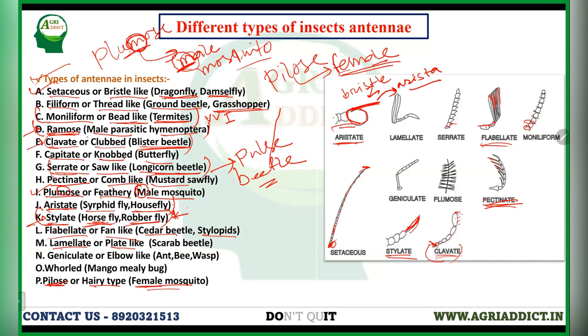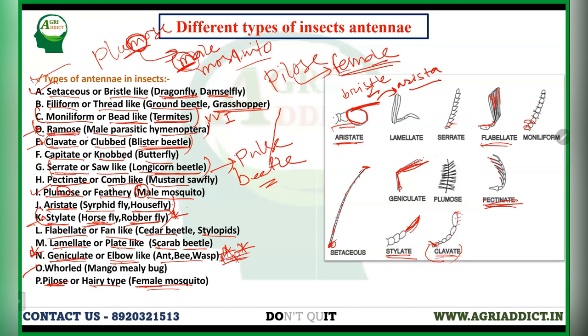Another one is lamellate or plate-like antenna, which you can find in different types of scarab beetles. Scarab beetles are also one kind of ground beetles, and their antenna is plate-like. And the geniculate or elbow-like antenna, very important. In which insects can the geniculate antenna be found? You can see this is the elbow of our hand. If we imagine our hand, this is the elbow, this is the portion where our fingers are present, and this is the biceps portion. The antenna of honeybee, ants and different kinds of wasps are geniculate or elbow type. Very, very important.